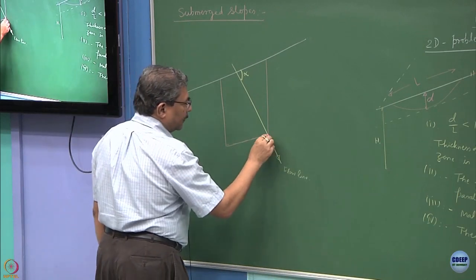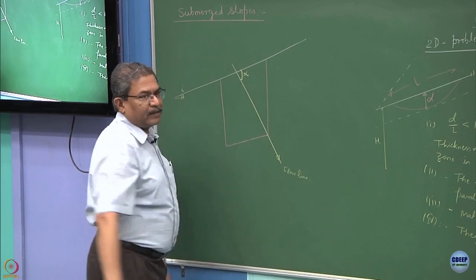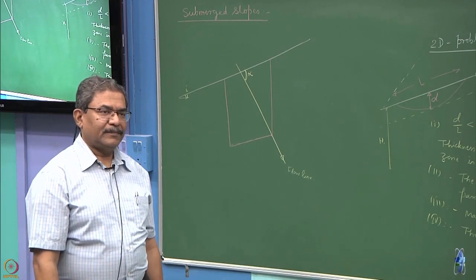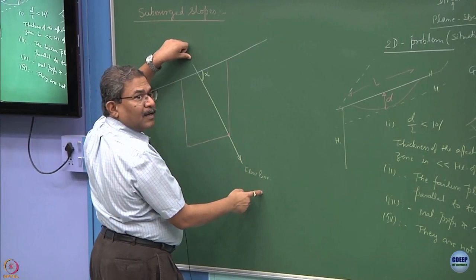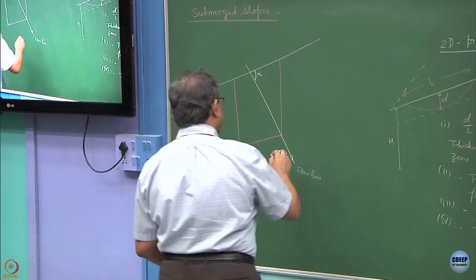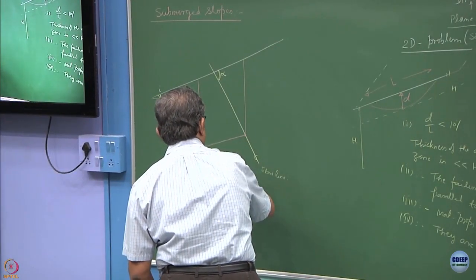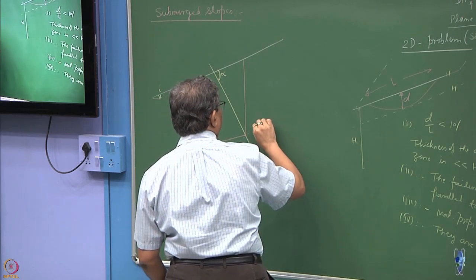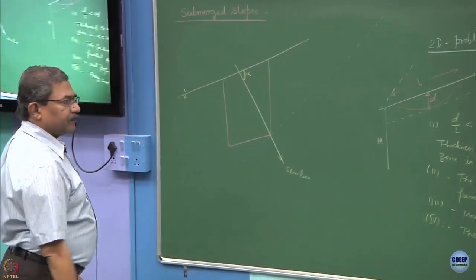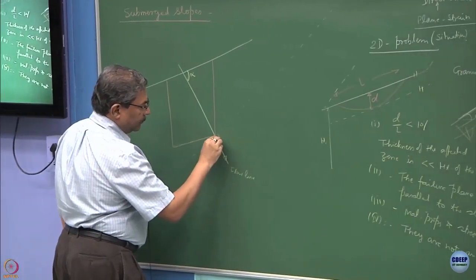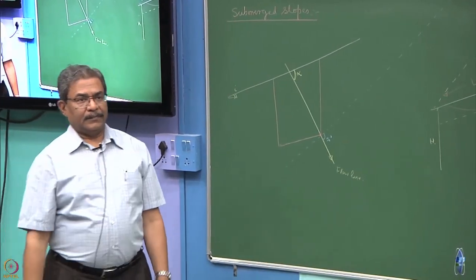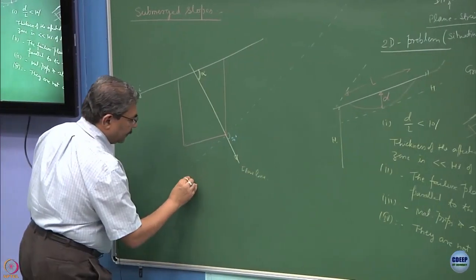Now, tell me one thing. If I ask you to find out the pore water pressure at this point, can you obtain it? What else is required? The flow line is known, and perpendicular to this is the equipotential line. So, the equipotential line is going to be like this. What is the relationship between these two? 90 degrees. The equipotential line is cutting the flow line.